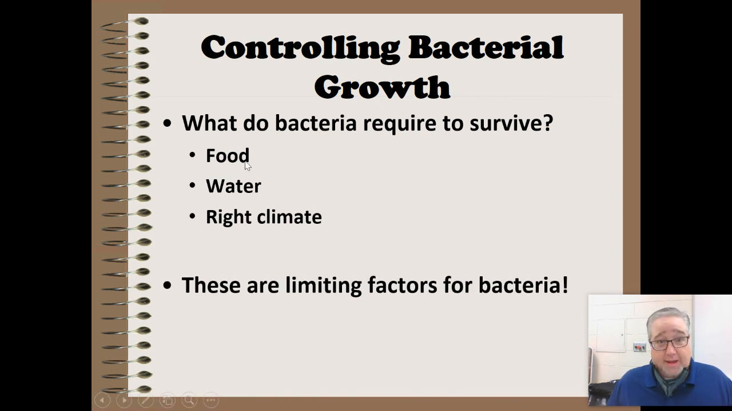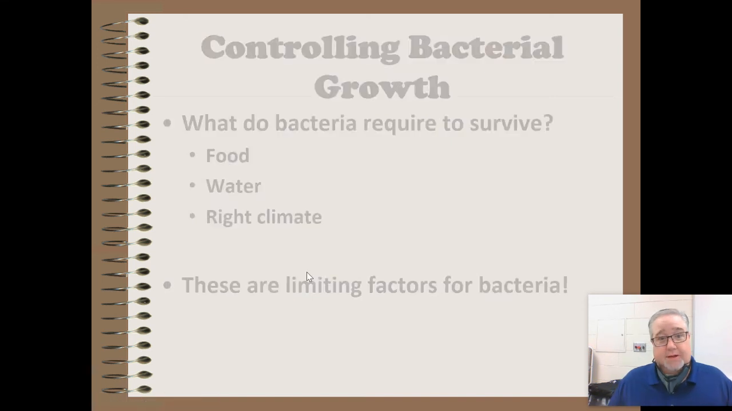So if we remove these things, if we can alter these in any way, then we can really control how well the bacteria grow. If we provide them with all the food they need and all the water they need and the right climate, then bacteria are going to reproduce like crazy. So these are what we call limiting factors. They do limit the growth and the reproductive rate of bacteria. And if we remove those things, then they're not going to be able to do those things.